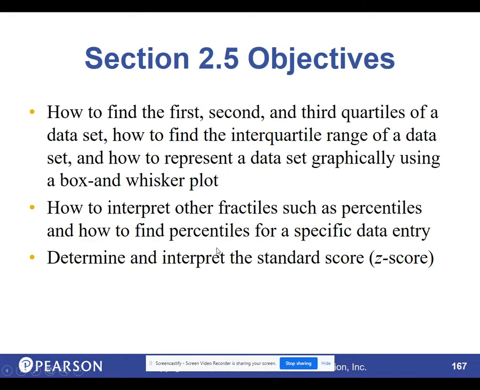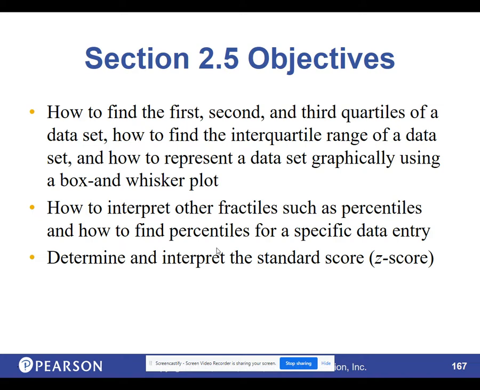First, we're going to find the first, second, and third quartiles. It's like doing box plots. Remember doing box and whisker plots back in elementary school? Basically the same thing there. And then they'll find the interquartile range of the data using a box and whisker plot. We'll also talk about fractiles and percentiles.